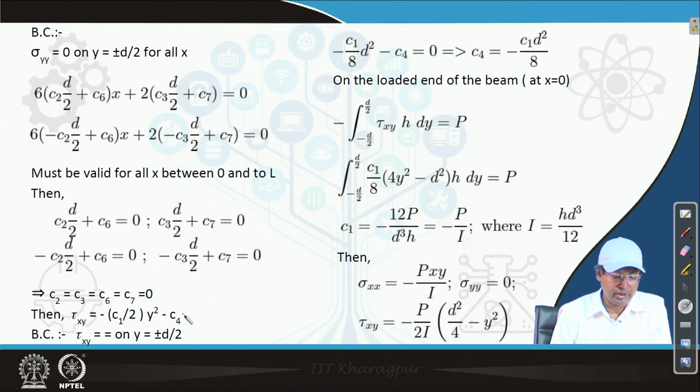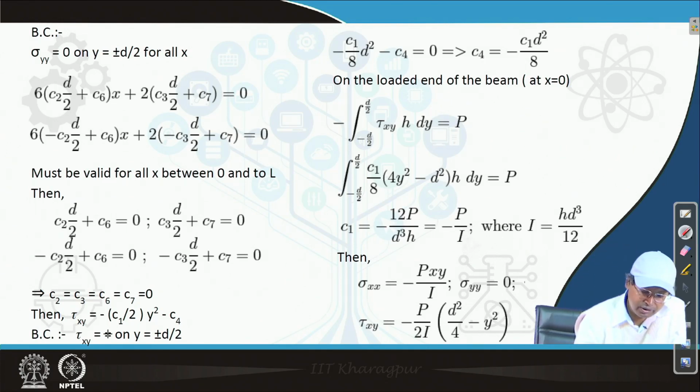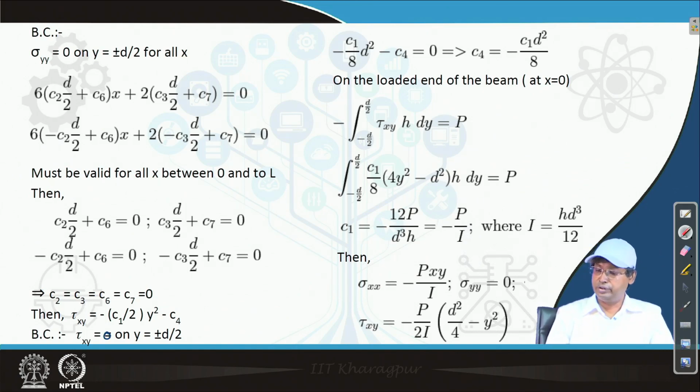We have one more boundary condition, that is tau x y at y equals plus minus d by 2 is also equal to 0. That is, it is also shear stress free. It is not only normal stress free; at the top and bottom boundary there is no shear stress also. This is a small correction: it is not too, it is equal to 0. With that, we see that this gives us a relation between C 1 and C 4.